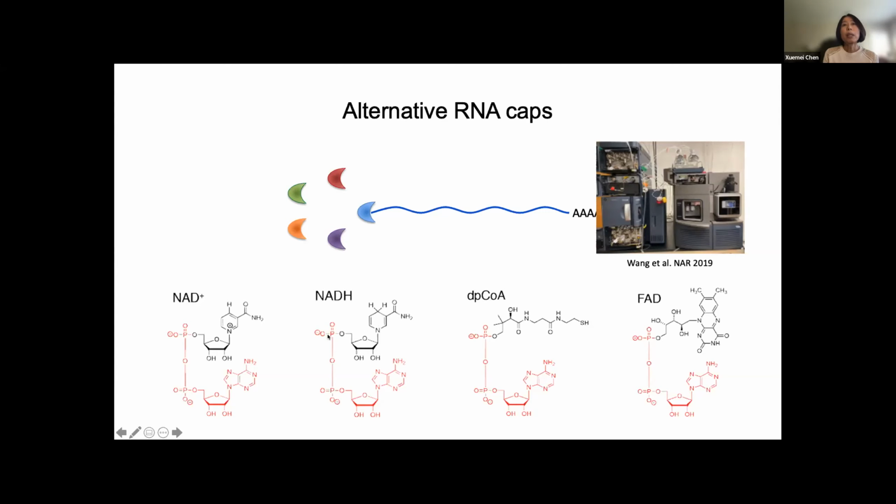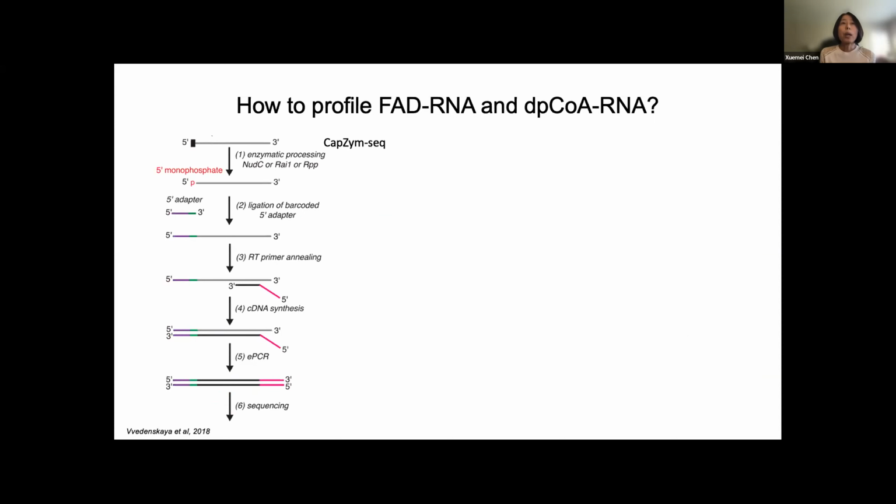However, other than the RNA NAD cap, to my knowledge, there have not been any profiling of DP-CoA capped RNAs or FAD capped RNAs. So we don't really know what RNAs contain these metabolic RNA caps. So we decided to try to develop approaches to identify RNAs that have these caps. There is one pipeline that was already developed to identify RNAs with non-canonical caps. This is called capture-seq. So imagine that you have an RNA that has a non-canonical cap.